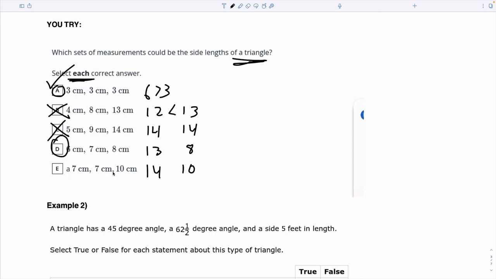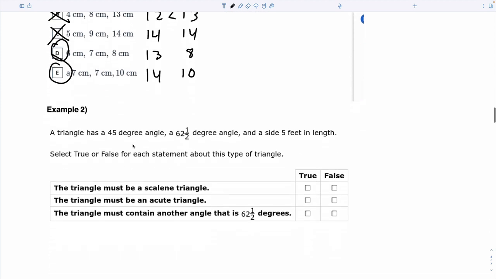And 7, 7, 10, should that work? That is correct. A, D, and E all work. The others do not.